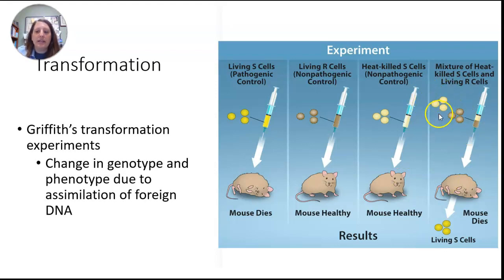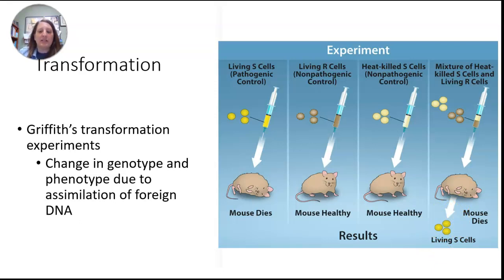So he took those heat-killed pathogenic bacteria that did not cause disease on their own, and he incubated them with the non-pathogenic bacteria, which again, did not cause disease on their own. He incubates these, and then he takes that incubated mixture and injects it into the mouse, and the mouse dies. Okay, he then takes the mouse and extracts some of the bacteria, and he finds that what he gets are pathogenic bacteria out of this mouse. And so he says, how could that be, right?